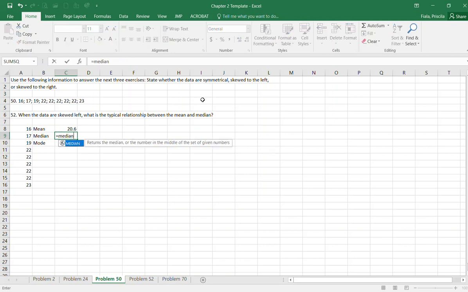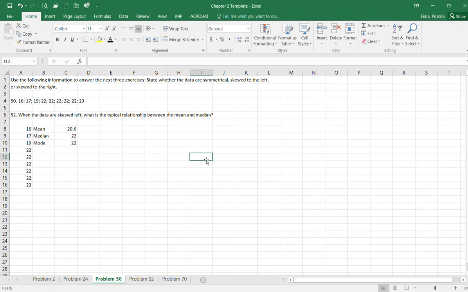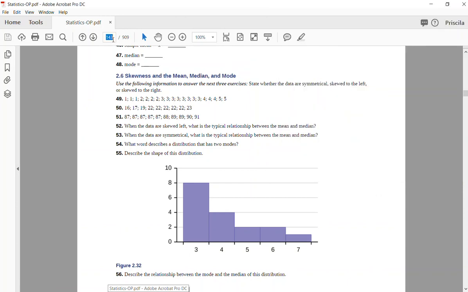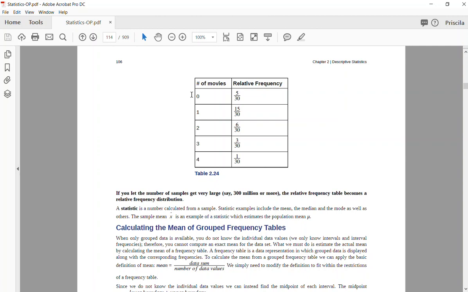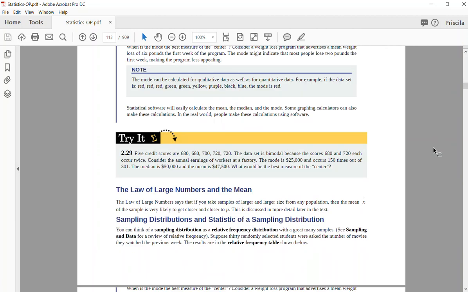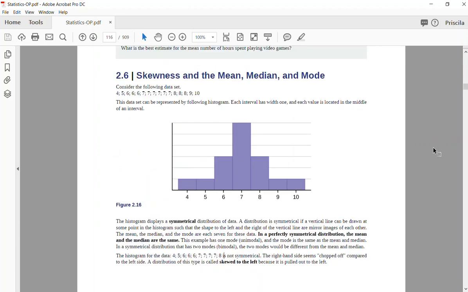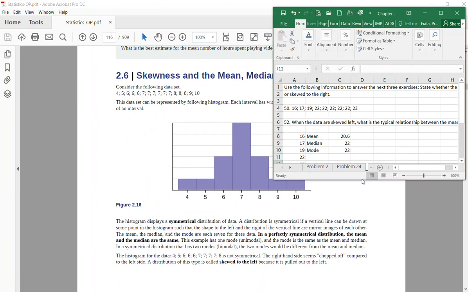Okay, your median is going to be this, and that already tells you something. And then the mode is, okay, I'm going to leave this right here for a minute, and then I'm going to go back to the book. I can't remember what page. Is it after this? Here you go, I found it.